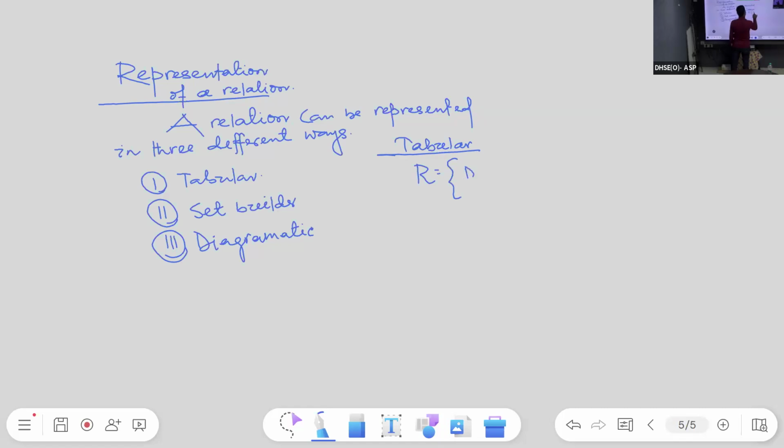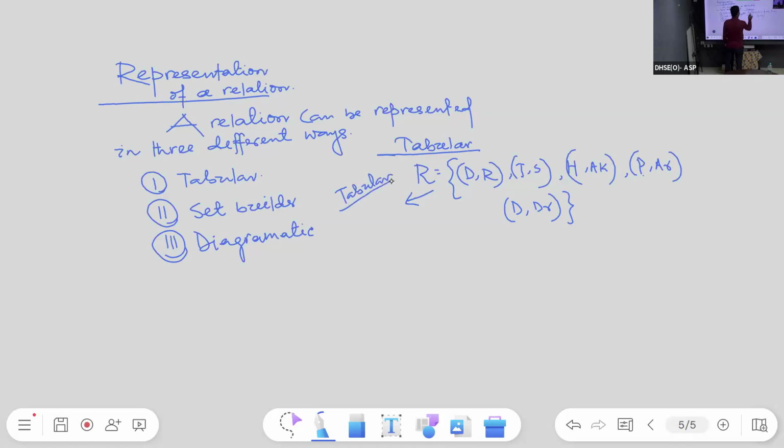That is Dasarath Ram, Janak Sita, Humayun Akbar, Pando Arjun, and Dhritarashtra Duryodhan. Okay. So this method of representing a set is known as tabular form. All the elements are written within the pair of curly brackets, and each element is separated from the other by a comma sign.